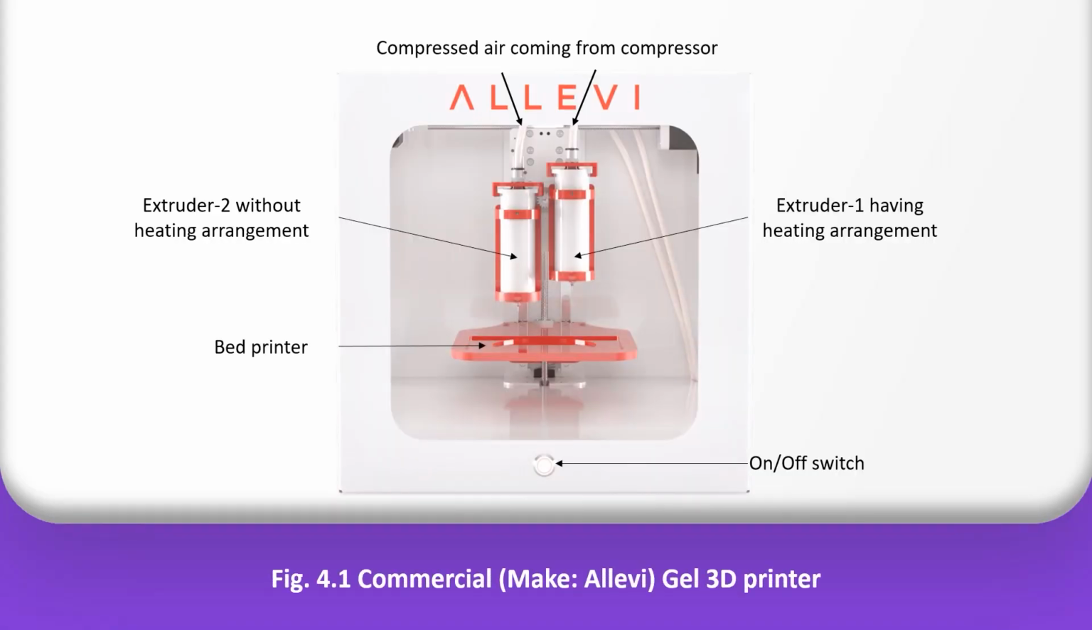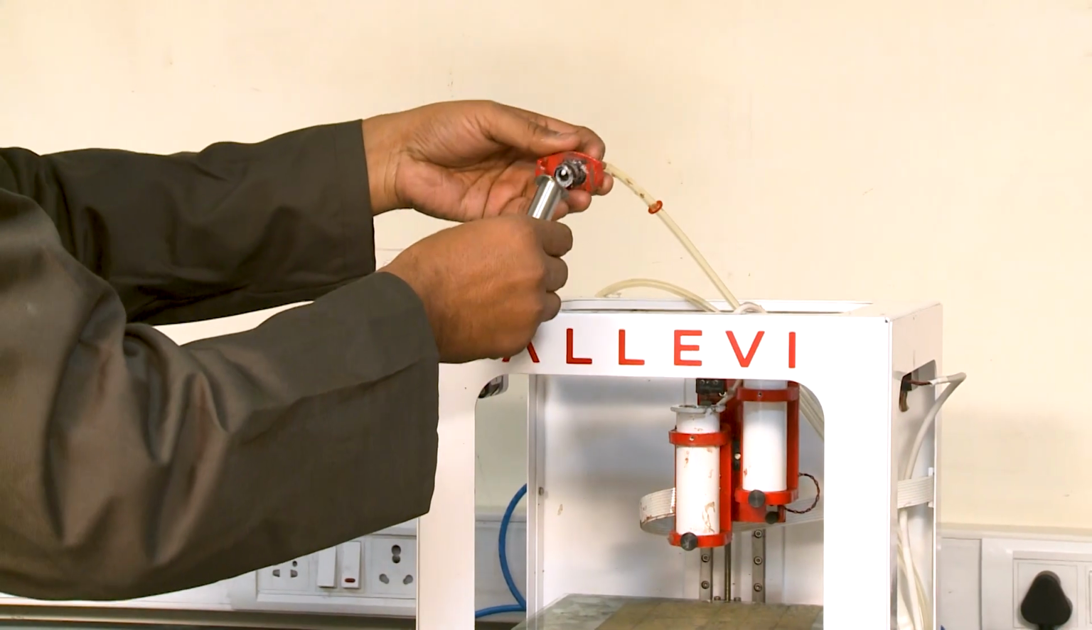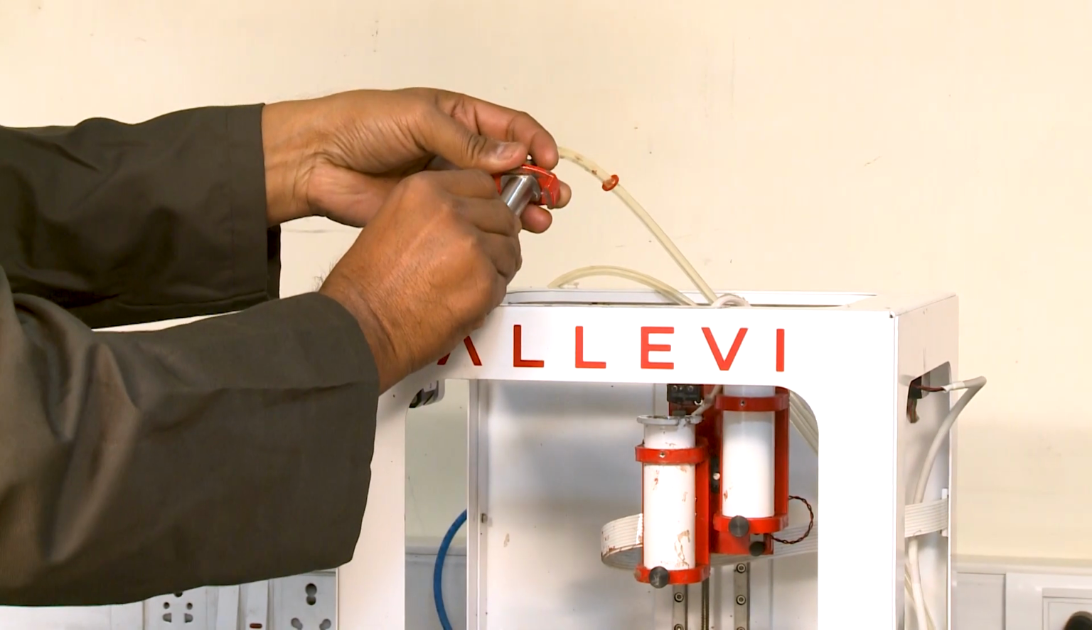As you can see on this screen, this is one of the commercial printers, an open source printer, the make is LAV, and you see here there are two extruder heads. Extruder 1 has a heating arrangement and extruder 2 is without a heating arrangement, and we have a bed over here. Through the heating arrangement I can raise the temperature. Normally we work up to 60 or 70 degrees Celsius, and here is an on-off type switch. You can see a little video of the working of this machine, which will be better for you.